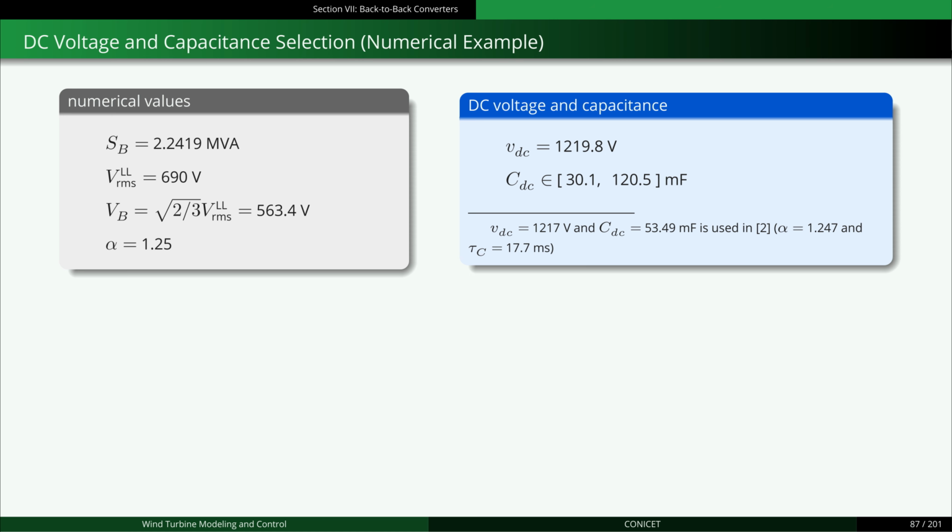Here, we present a numerical example. Using the base power and base voltage from the provided wind turbine data and considering a dynamic margin of 25%, we find that the DC voltage and capacitance values obtained from equations 102 and 104 are very close to the values in reference 2.